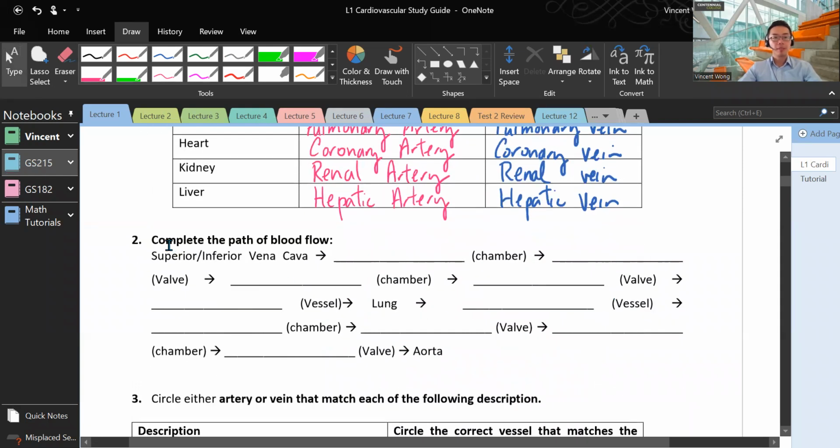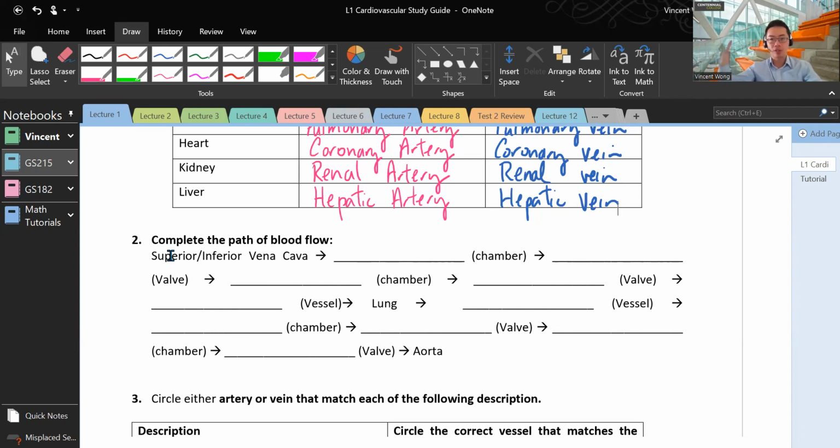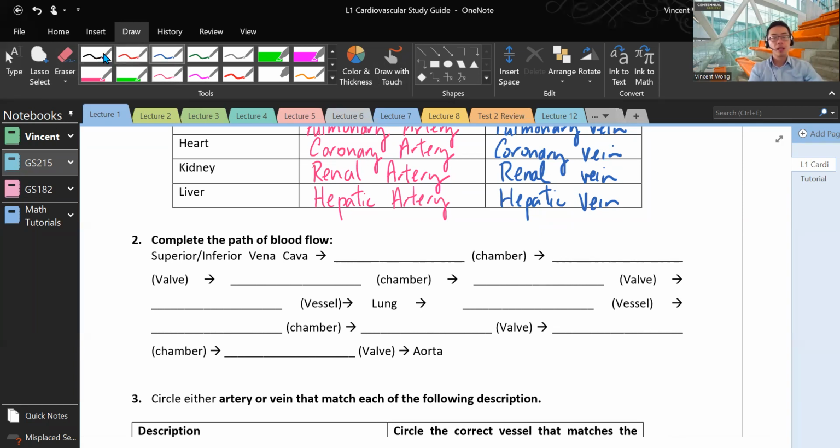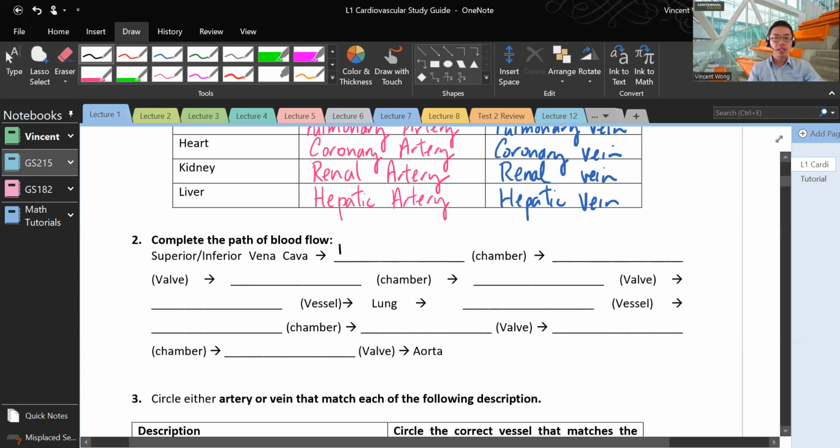Next, we have a flow chart that shows the blood flow. Of course, it's a cycle, so technically there's no beginning or end. It just keeps on looping itself. But generally speaking, we do describe the blood flow starting at the superior and inferior vena cava. The superior vena cava collects blood from the upper third of the body, and the inferior vena cava will collect blood from the inferior two thirds of the body. And both of them connect and pour the blood into the right atrium.